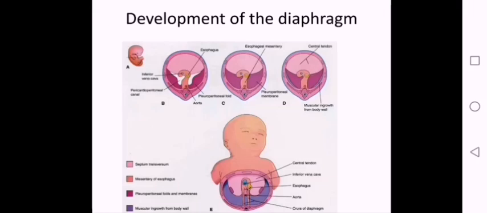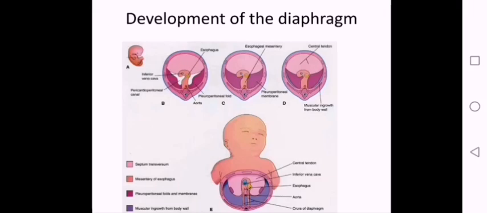The septum transversum expands dorsally and laterally to fuse with the pleuroperitoneal membranes and the dorsal mesentery of the esophagus. Moving to the second part, the pleuroperitoneal membranes, which will form a part of the diaphragm.